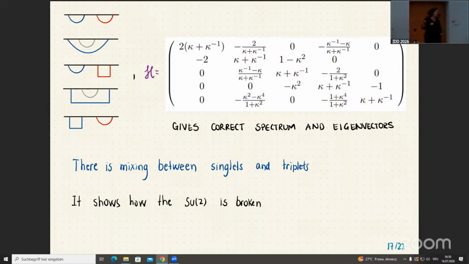But there is a mixing between singlets and triplets. So this basically tells you how the SU2 got broken, because there is this energy splitting. So I think in this sense, the Temperley-Lieb is already very nice because it shows you what's happening on the break. Okay.